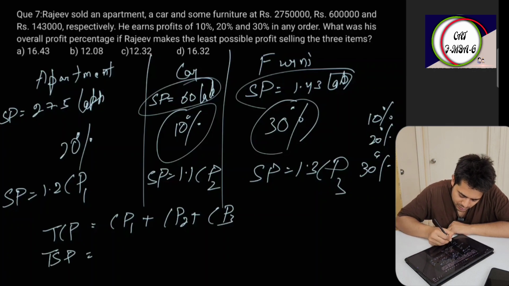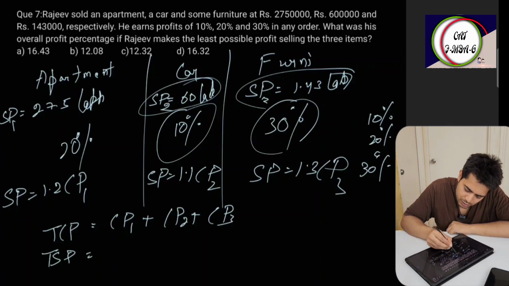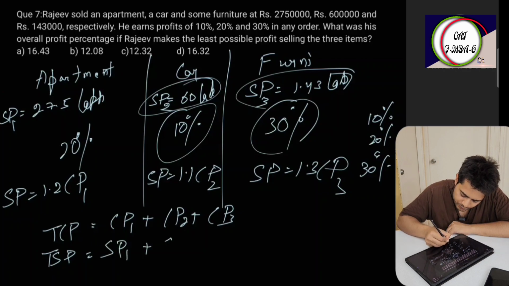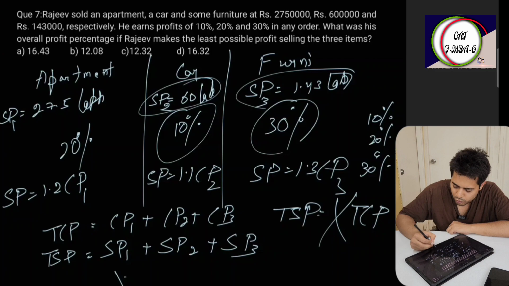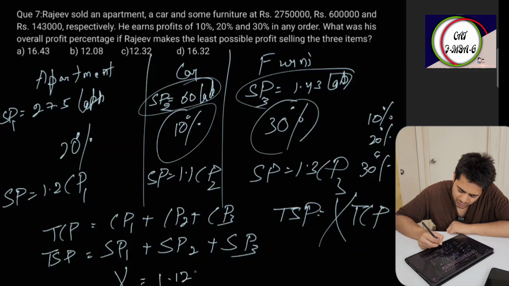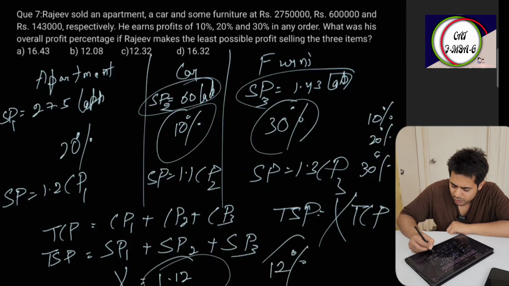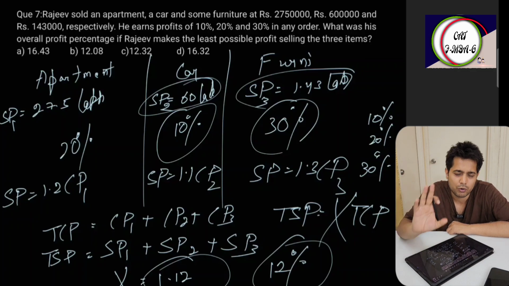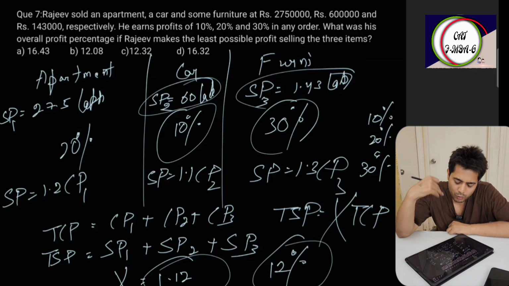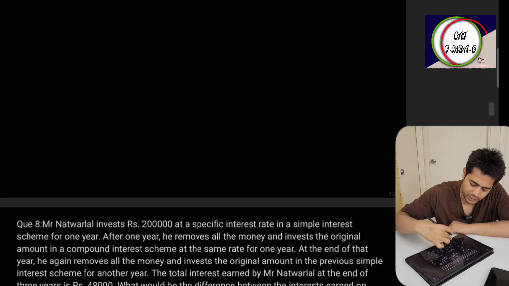Total selling price is SP1 plus SP2 plus SP3. Now total selling price is equal to X times total cost price. You find out the value of X. Let us say X comes out to be 1.12 something. So your profit percentage will be 12%. Okay, similarly you can find out. So I am leaving this question for your own practice. I hope you can solve it now. Let's move ahead to the next question.